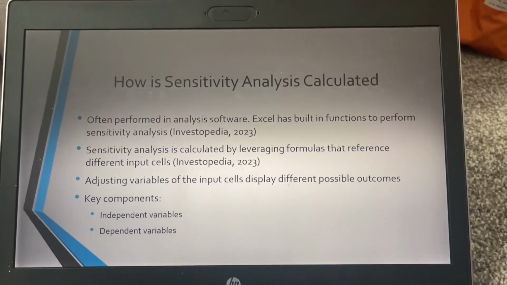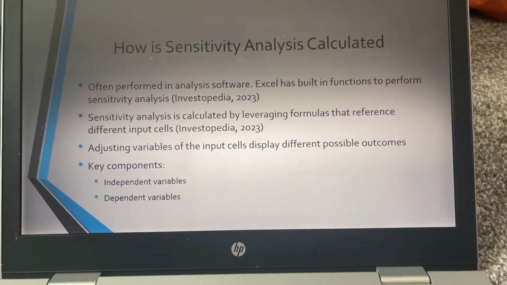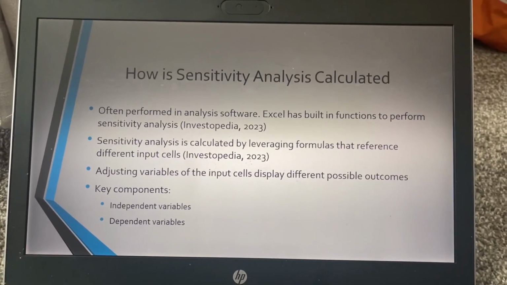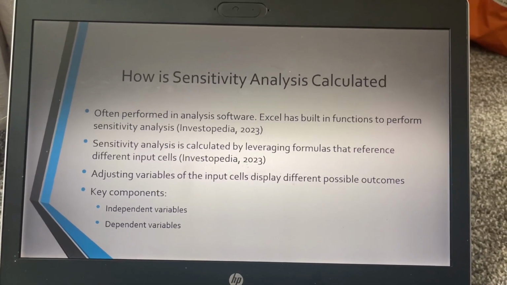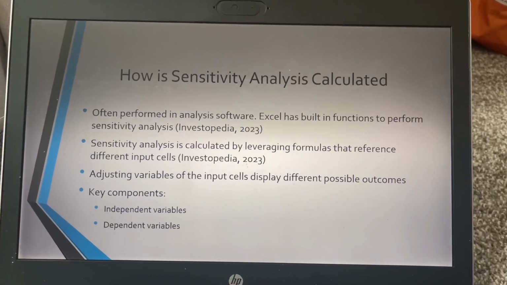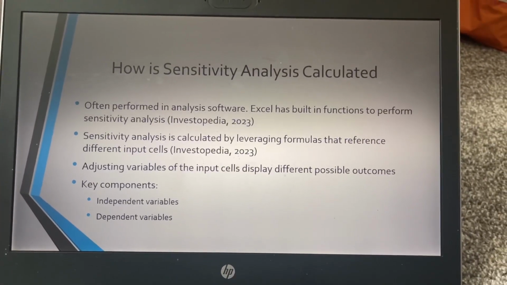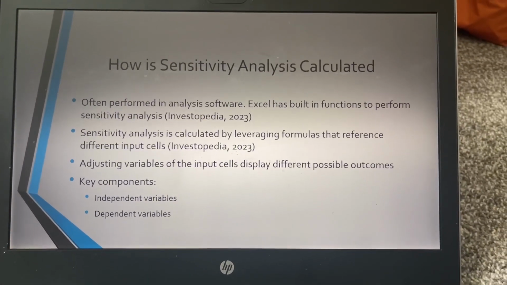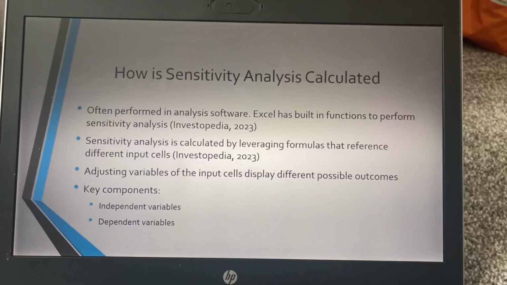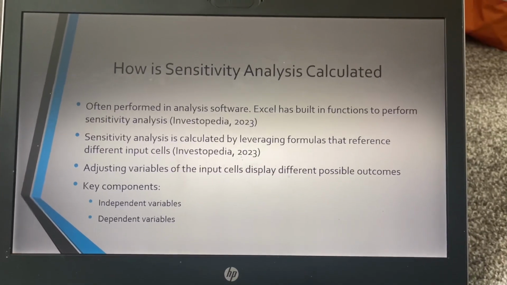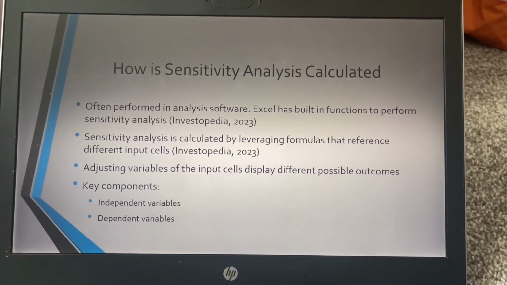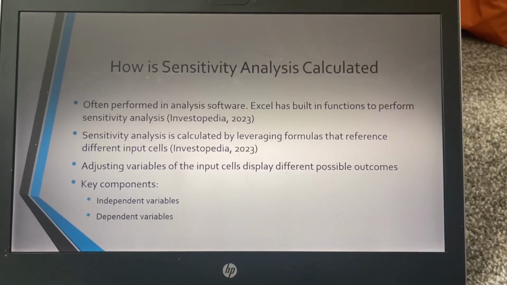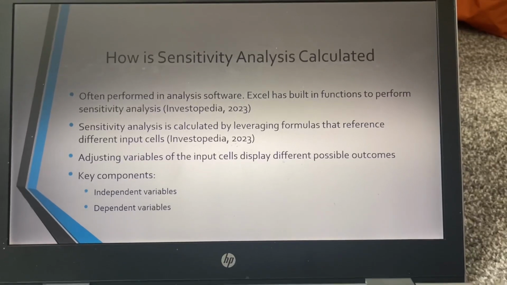There are two key components of a sensitivity analysis in calculating it. We've got independent variables. These are variables that can change, and these are the variables that can affect the outcome of a financial model. Examples of these can include inflation rates, growth rates, and interest rates. Dependent variables, on the other hand, are output variables that are influenced by those independent variables. And some examples of those include net present value, internal rate of return, and stock prices.